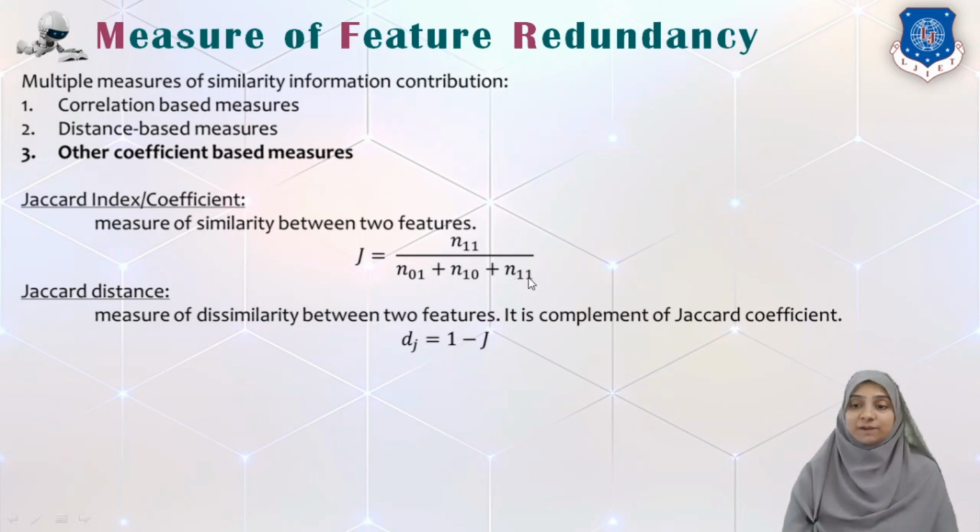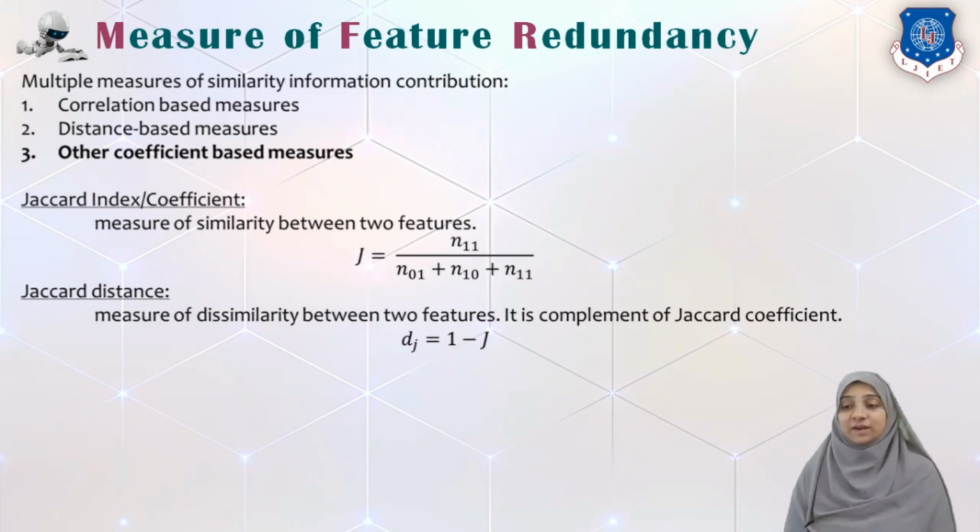That is n of 1, 1. I will add up all those number of data points and I will take its ratio. And that ratio is called the Jaccard index or Jaccard coefficient. Now using this Jaccard coefficient, we calculate something called the Jaccard distance. Jaccard distance is finding dissimilarity between two features. Remember, Jaccard coefficient or Jaccard index is measuring similarity, while Jaccard distance is measuring dissimilarity.